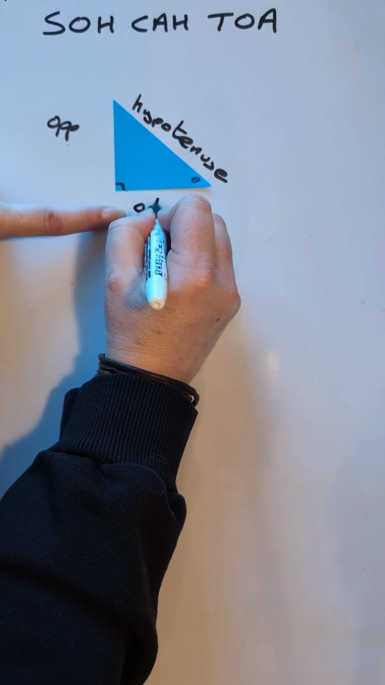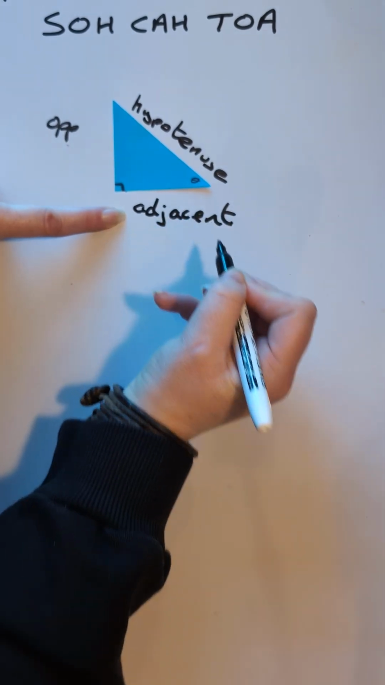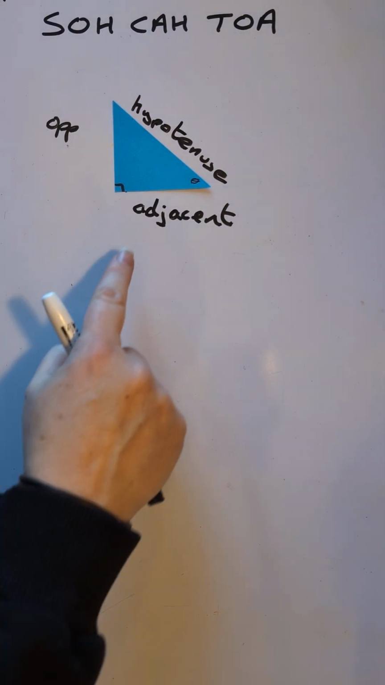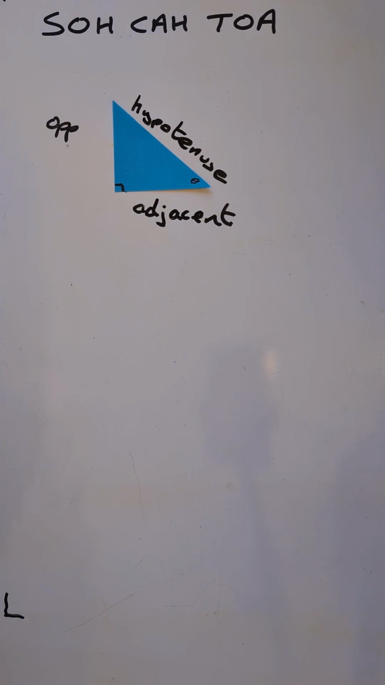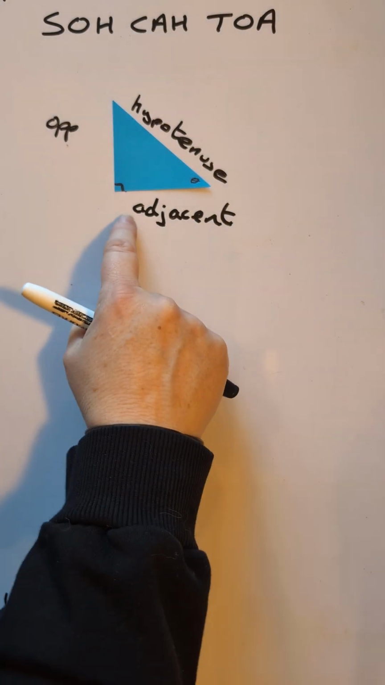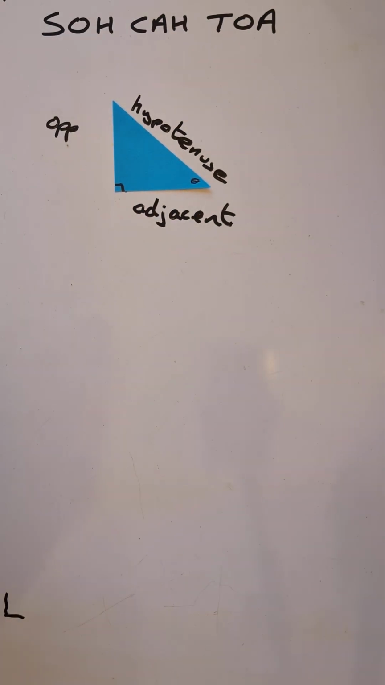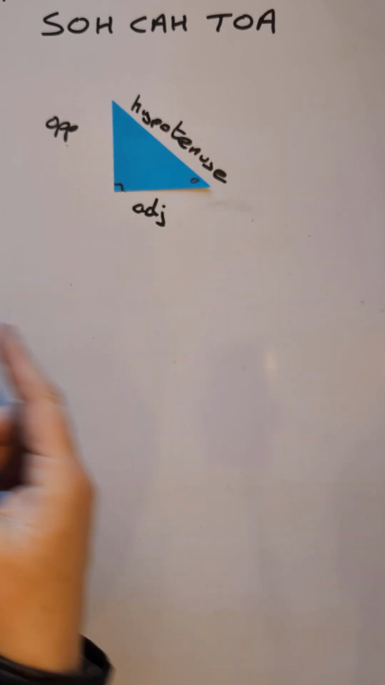is our adjacent. You're not expected to remember the spellings, but you may see A-D-J as the shorthand for adjacent. So it's more likely to show up like that, or just as the letters H, O, and A.